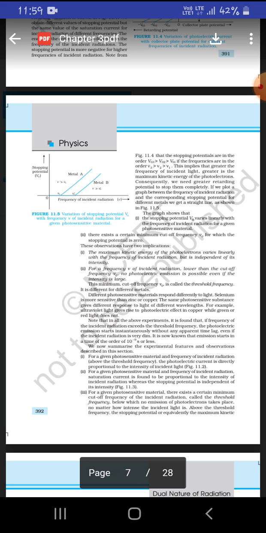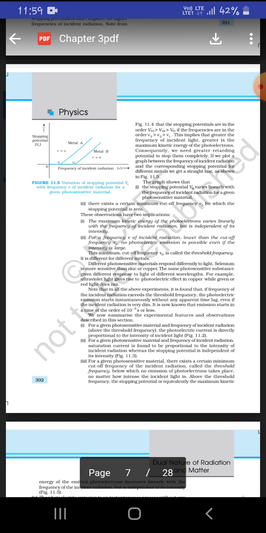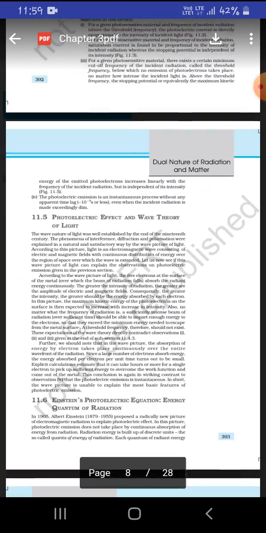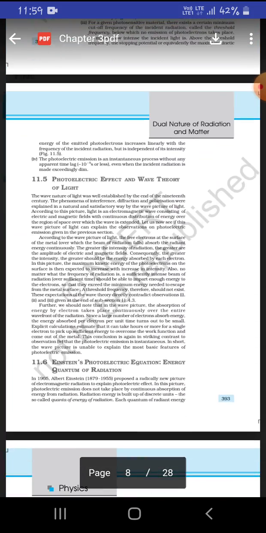Even if the intensity is large, no emission can happen. So these are the observations. This can be asked in your final exam: what are the observations we got here.